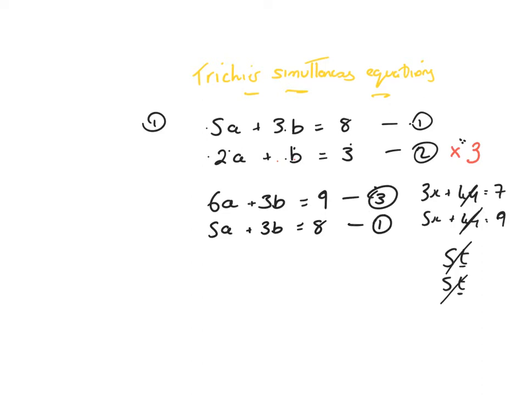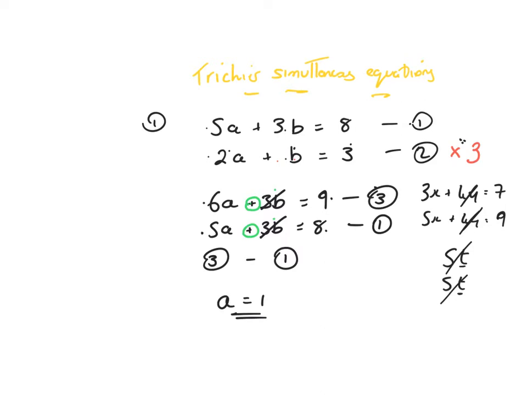Now I'm now in a position to eliminate the b's. The signs are the same. So if the signs are the same, just remember to follow the rule that if the signs are the same, you subtract the equations. So it's going to be equation 3, take away equation 1. I could do 1 take away 3. That would be fine as well. So equation 3 take away equation 1. 6a take away 5a is a. 3b take away 3b cancels out. And 9 take away 8 is 1. a is equal to 1.